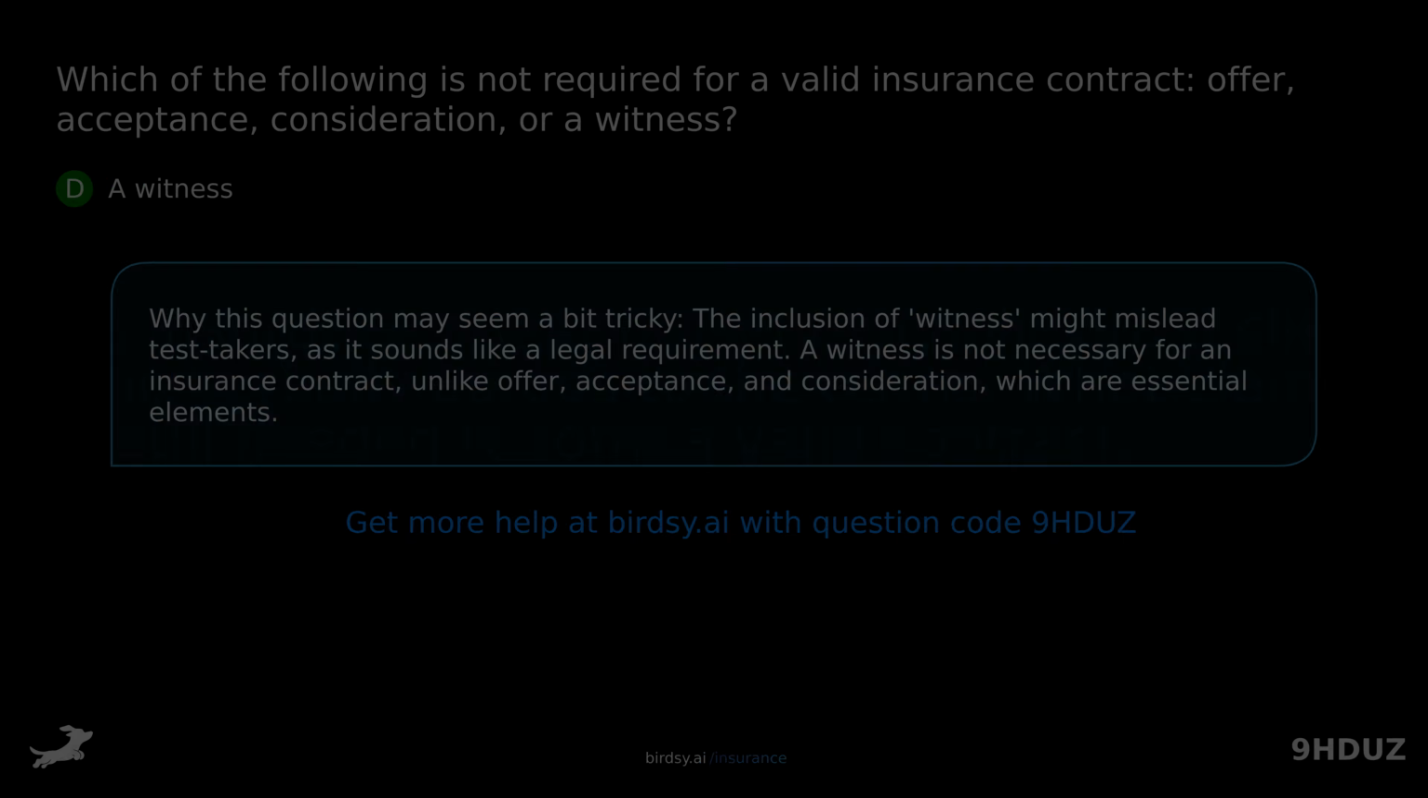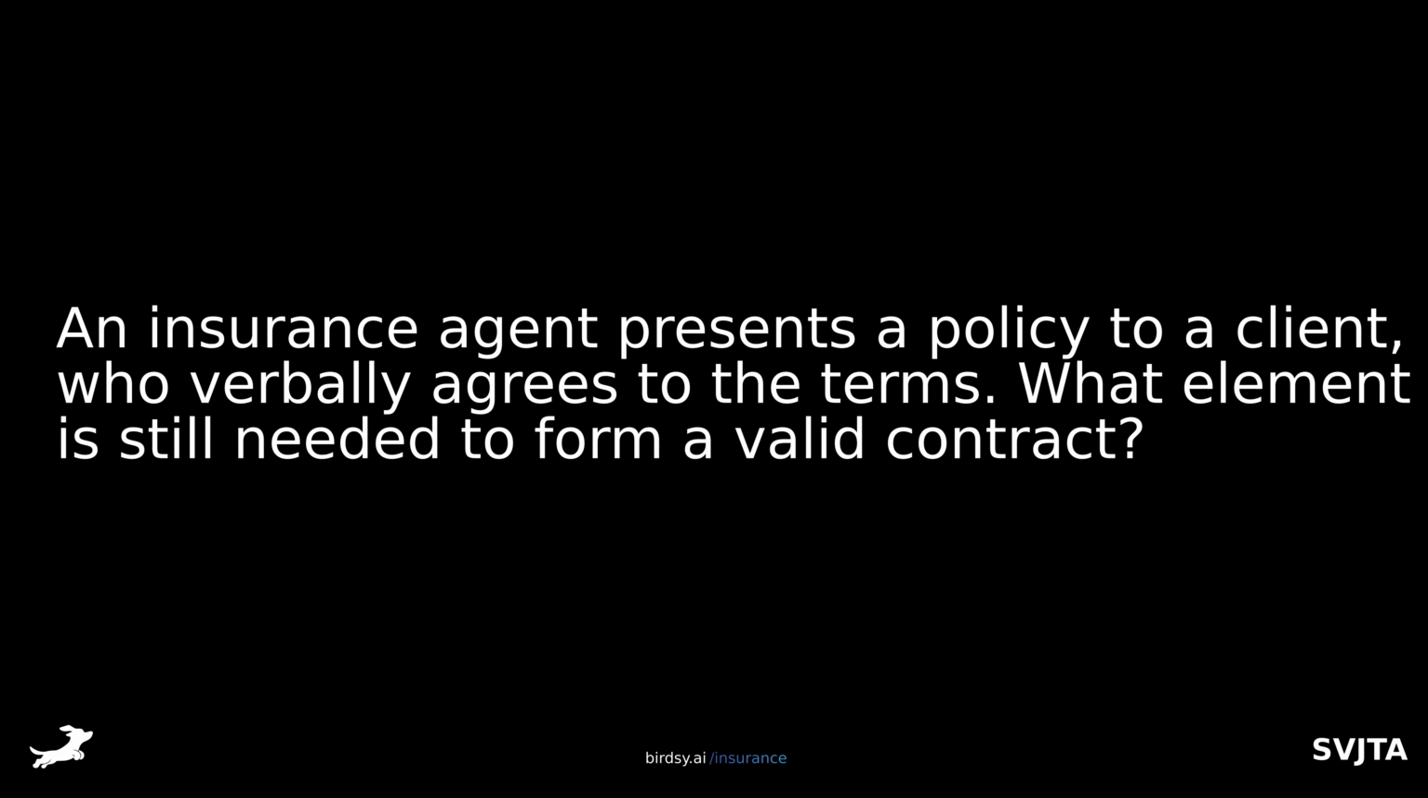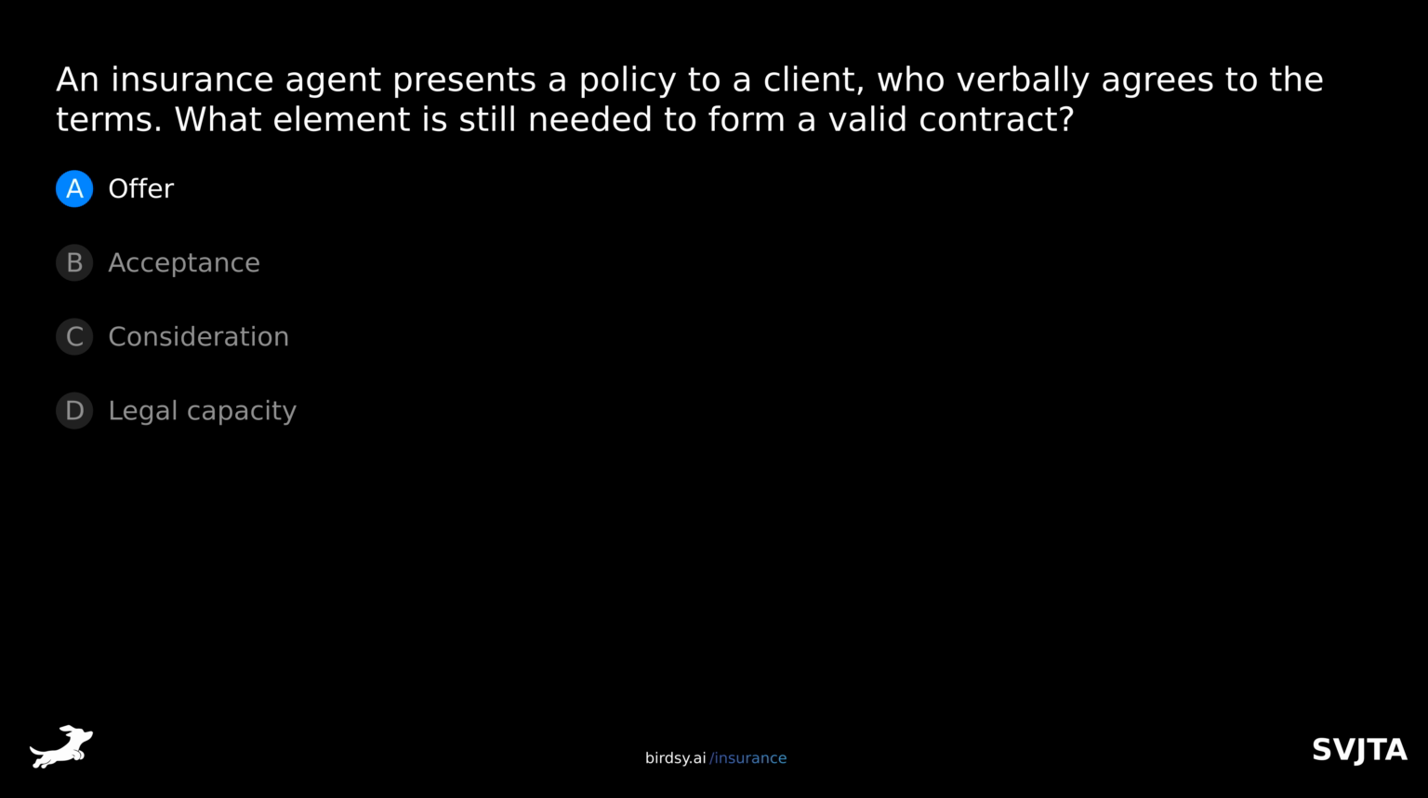An insurance agent presents a policy to a client who verbally agrees to the terms. What element is still needed to form a valid contract? Is it A, offer, B, acceptance, C, consideration, or D, legal capacity? The answer is C, consideration.